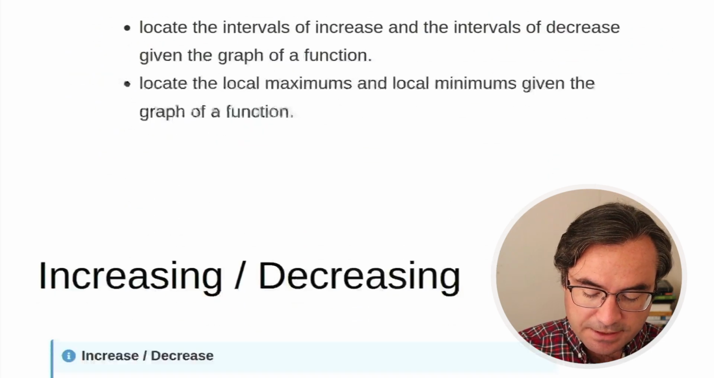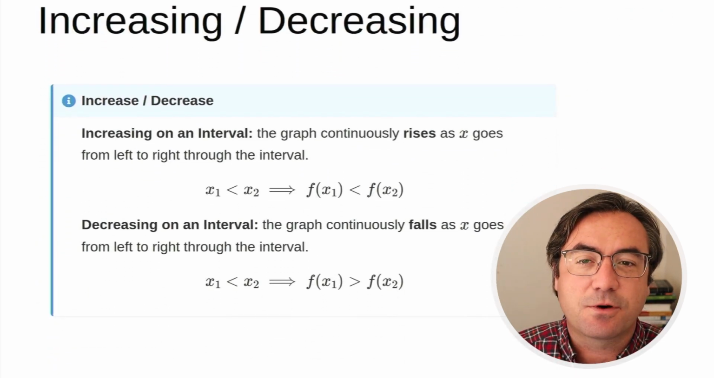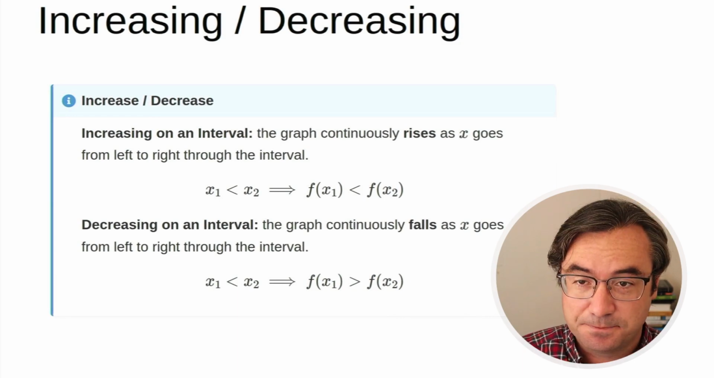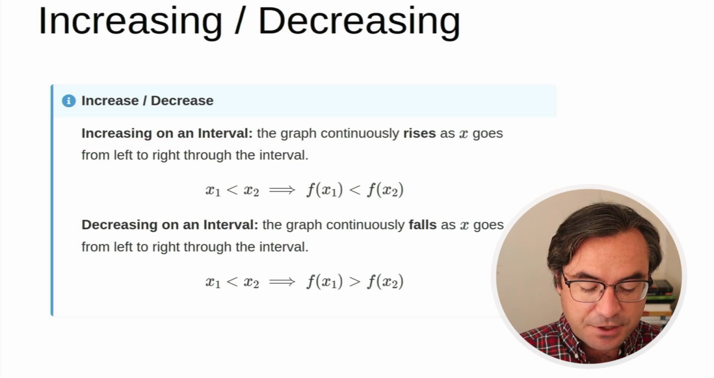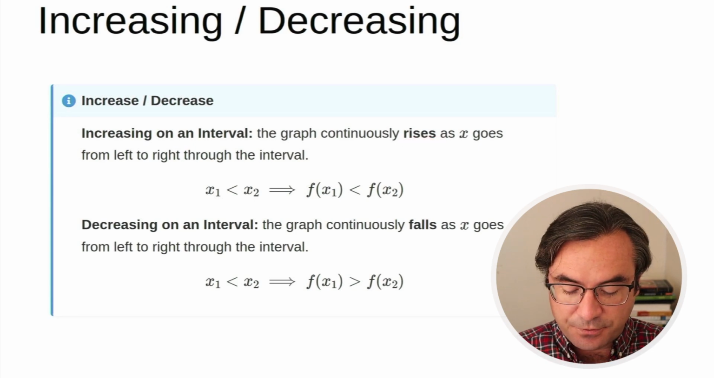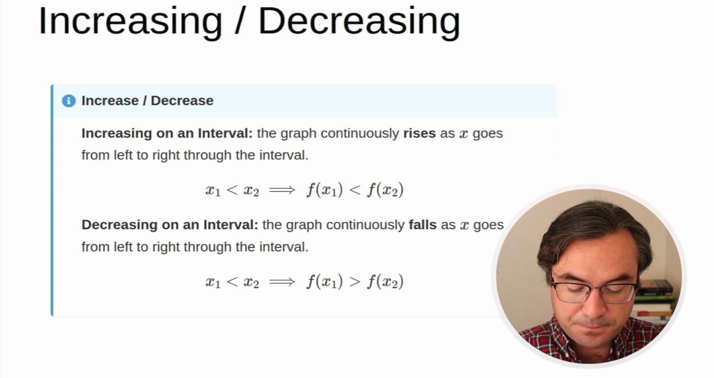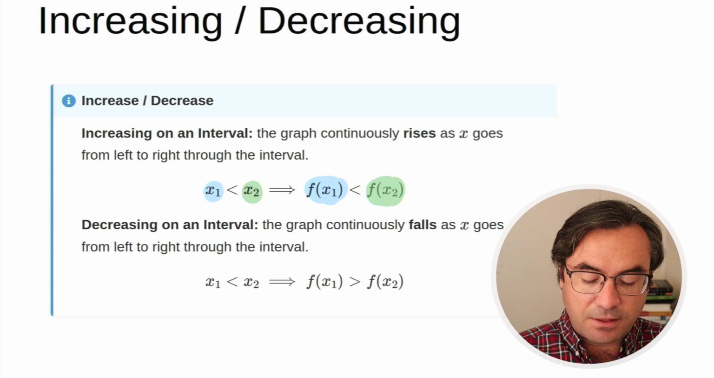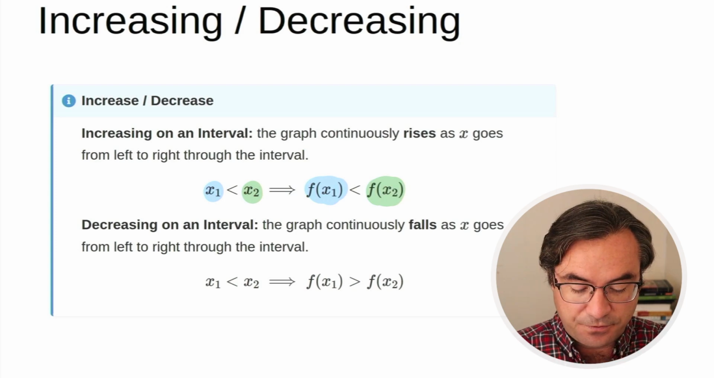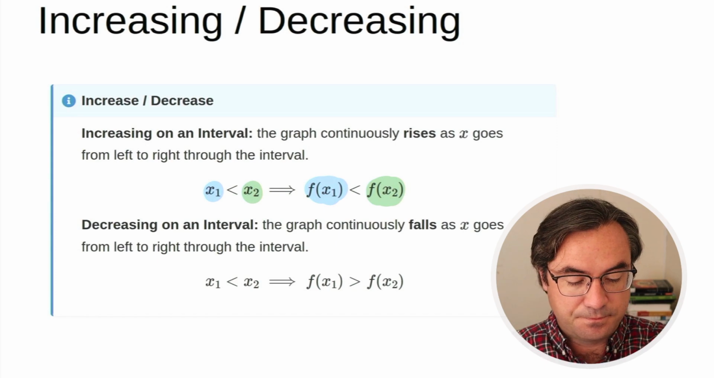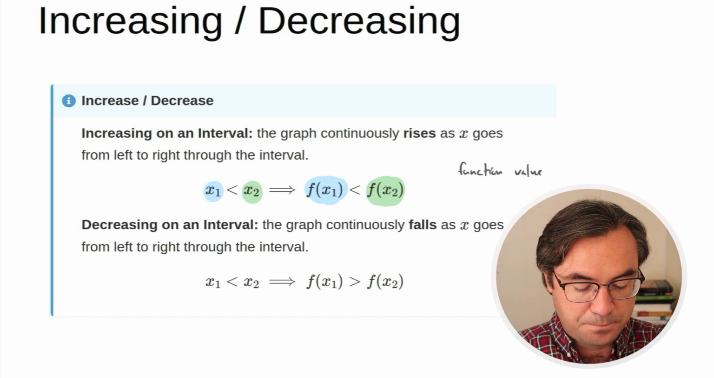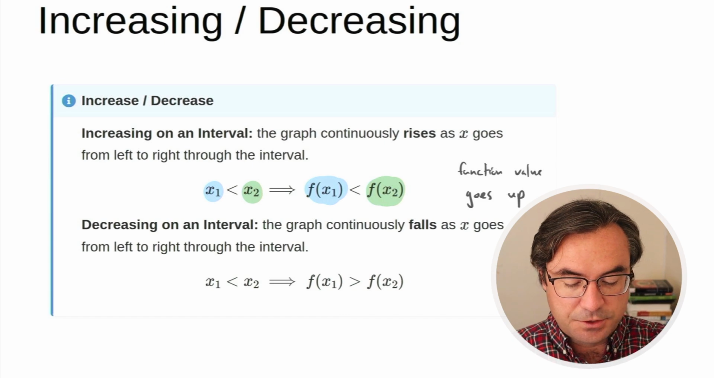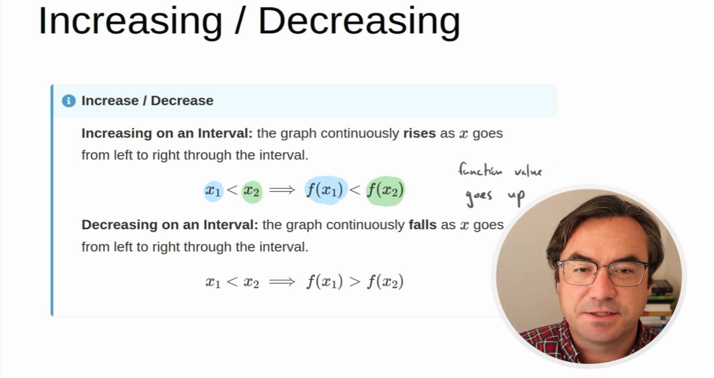All right. So let's start by defining, what does it mean for a function to be increasing or decreasing? We say that a function is increasing on an interval if the graph continuously rises. So if we take an x value and plug it into the function, and then we take a larger x value, the output for that larger x value is bigger. So the function value rises, it goes up.